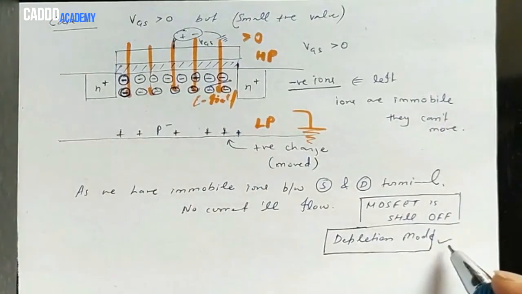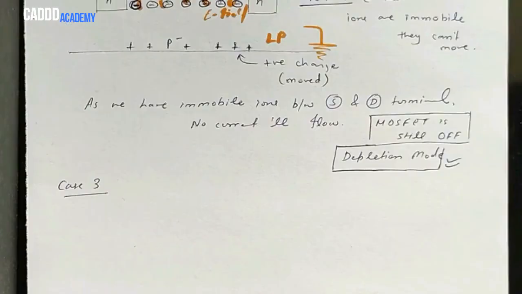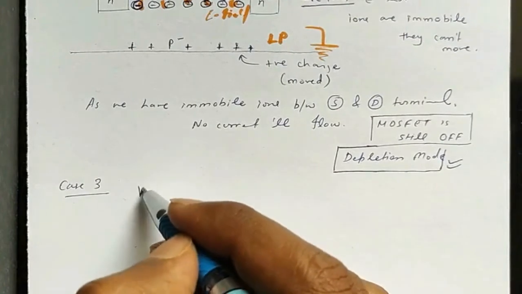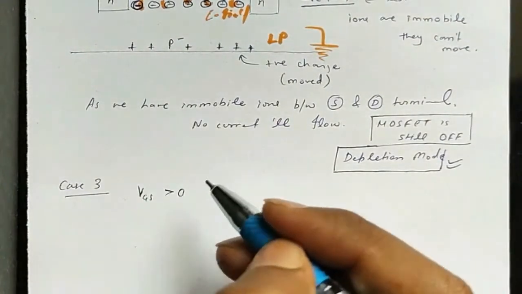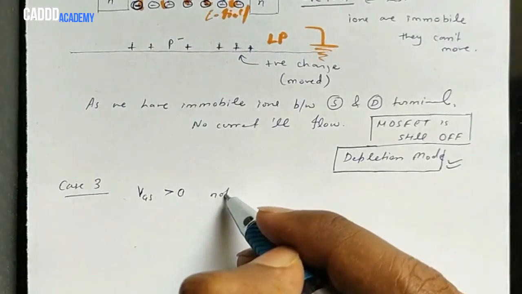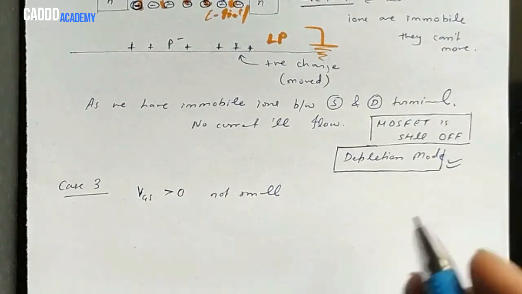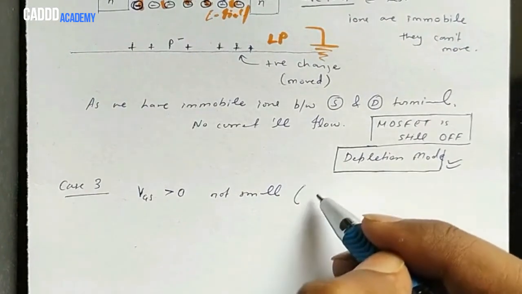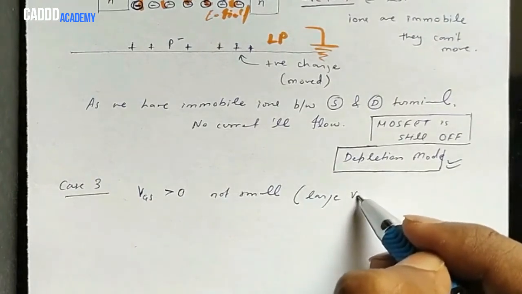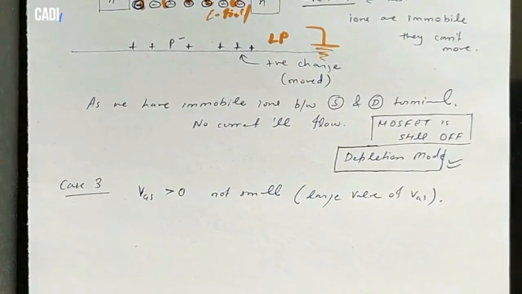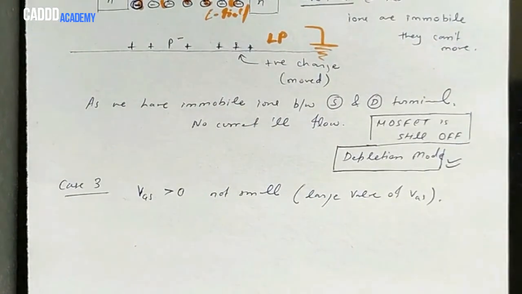Now we are moving to case 3, and in case 3 VGS will be greater than 0, but this time it will not be a small value, it will be a large positive value. Large positive value means greater than the threshold voltage of the MOSFET. In case 2 we applied a small positive voltage, below the threshold voltage of the MOSFET, and in case 3 we are applying a large VGS, greater than the threshold voltage of the MOSFET.